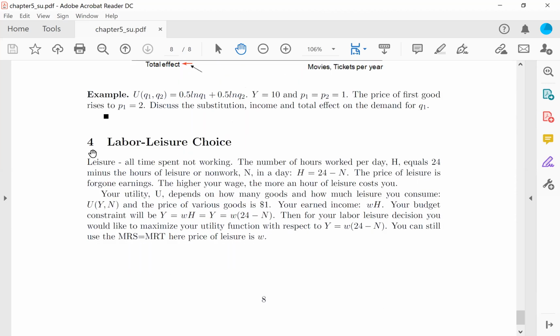You are not responsible for labor leisure choice. This part 4, you are not responsible for. I haven't covered that. Good. Chapter 6.